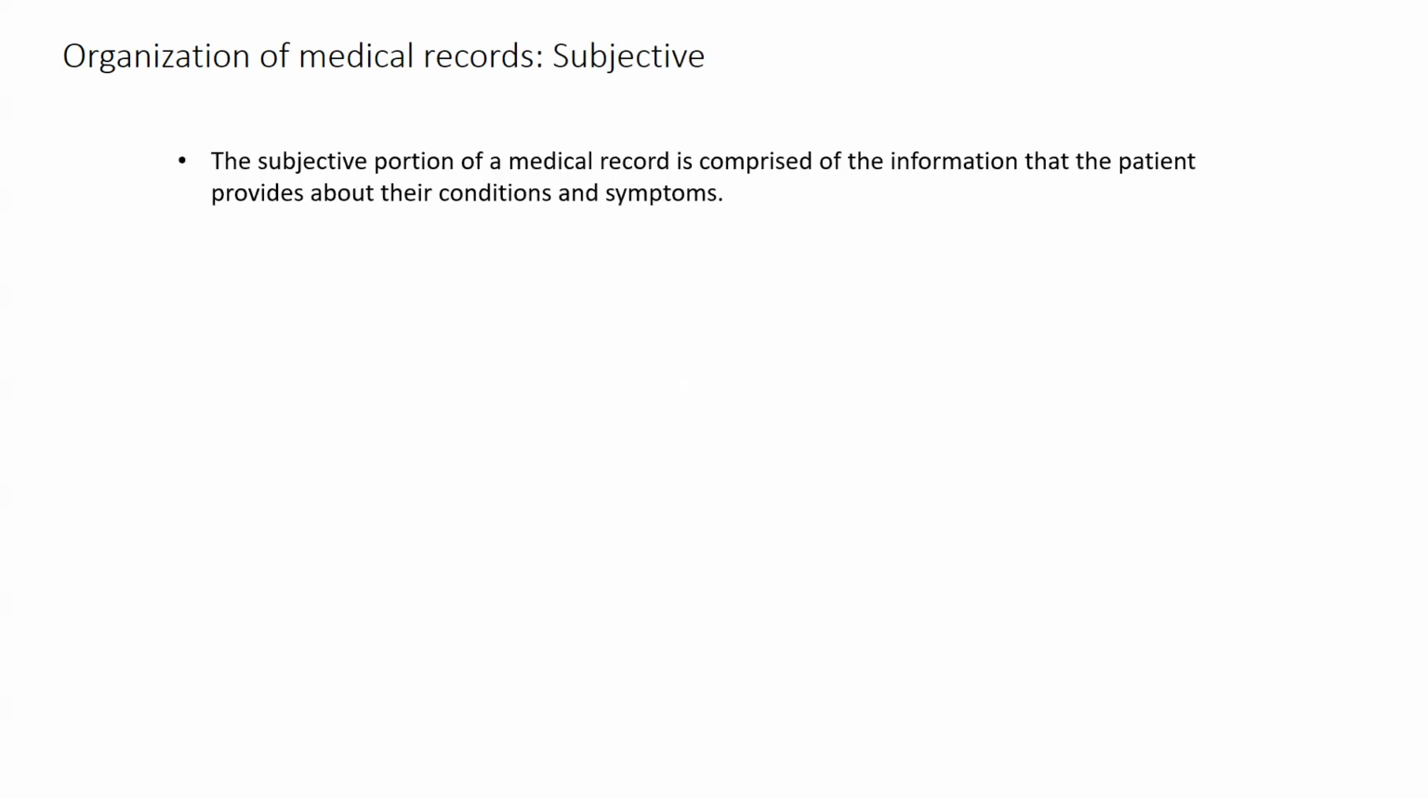So what kinds of stuff do you find in the subjective? Well, basically, this is the kind of information that the patient brings to the medical professional. I have a stomach ache. I have a headache. I can't see straight. I'm having trouble hearing out of this ear. It's what the patient provides. So it's their subjective expression of what they're going through.